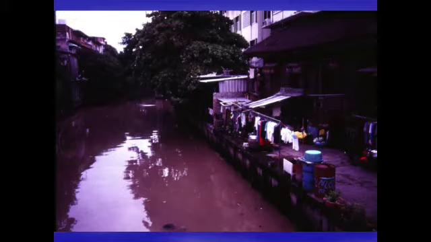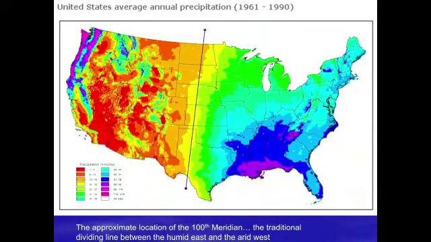See, this is called a sediment problem. And here is where the 100th meridian traditionally divides the area to the west. See, from 1961 to 1990s, it looks like this.